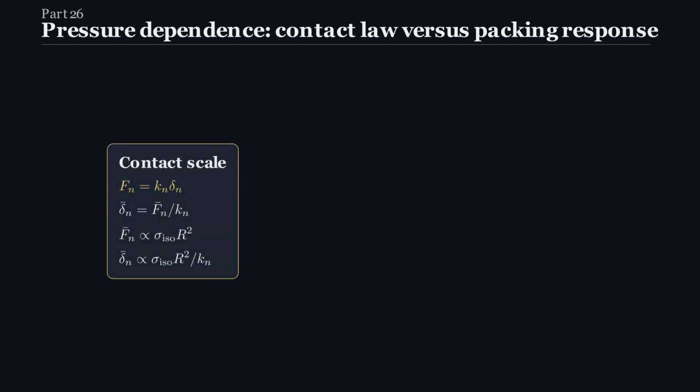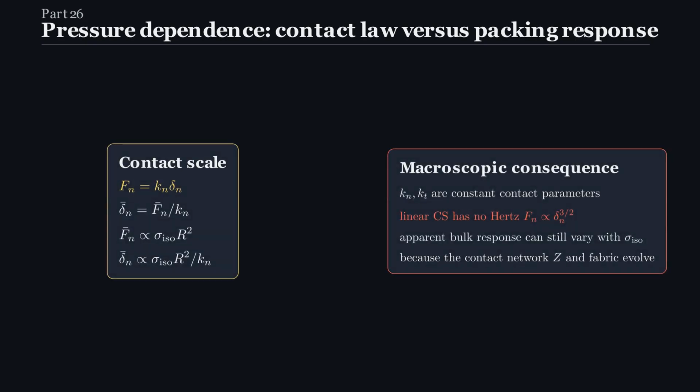At a single Cundall-Strack contact, the normal stiffness is constant and force is linear in overlap. Any pressure dependence in the macroscopic response of a packing does not come from Hertzian nonlinear contact elasticity. It comes from the changing average overlap, coordination number, fabric, and contact network structure.